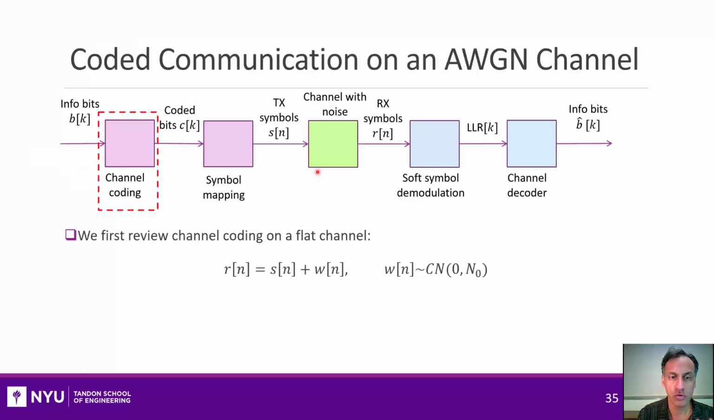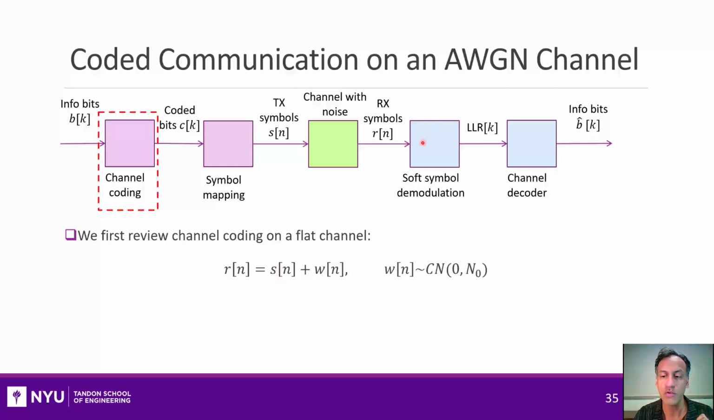All right, when you want to do coded communication over an AWGN channel, the basic blocks are pretty simple. You take your information bits, and the key ingredient is a channel coder, which adds redundancy or parity and gets coded bits. We then map them to symbols. We already know how to do that. We transmit it over the channel, and in this case, I'm going to look at a channel without any fading.